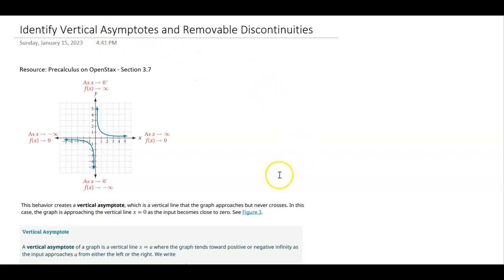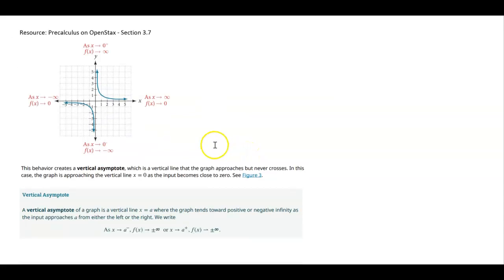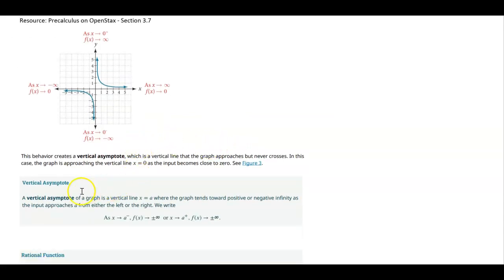In that case, we're going to call it a vertical asymptote, and we say the line x equals 0 is that vertical asymptote. So by definition, if you have a vertical line, x equals some number a, where the graph goes really quickly to positive or negative infinity from either the left or the right, here's the arrow notation, and we call that a vertical asymptote.